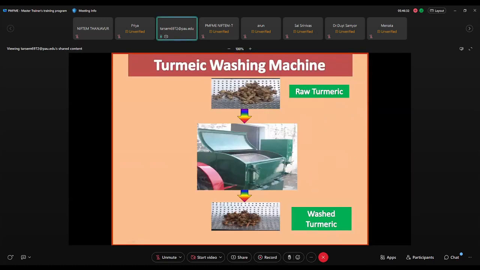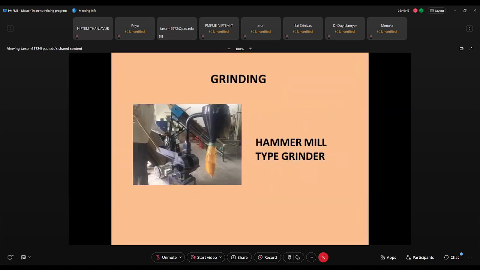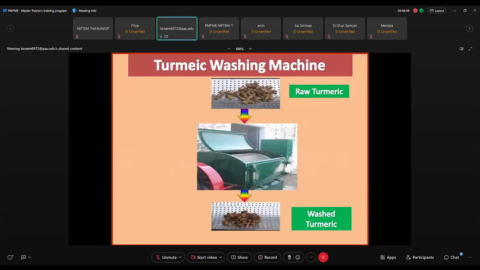Then we have developed some turmeric processing machines also. This is one machine which is used for washing of turmeric. The same machine can be used for polishing of turmeric also. So with just one machine we can do two unit operations of turmeric processing: one is washing, another is polishing.